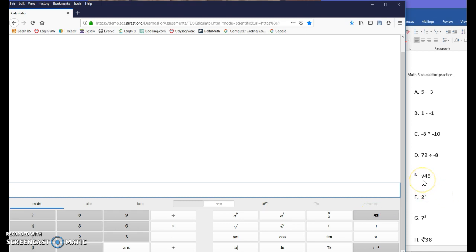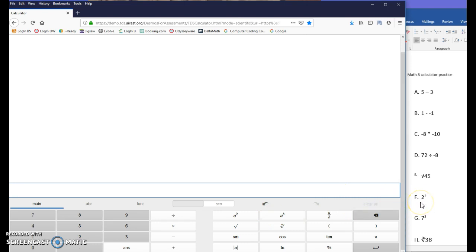The next problem, E, asks us to find the square root of 45. Here's my square root key. I'm going to want to press the square root sign first, and then the 45, and I want to make sure that it is under that square root sign. And it shows me that the approximate value of the square root of 45 is 6.70820393, and it would keep going on and on. So this is your square root button.